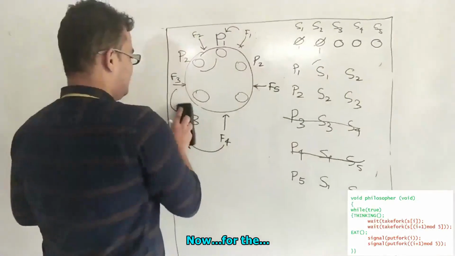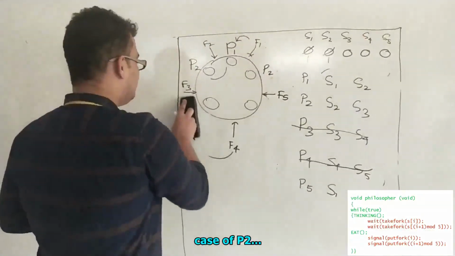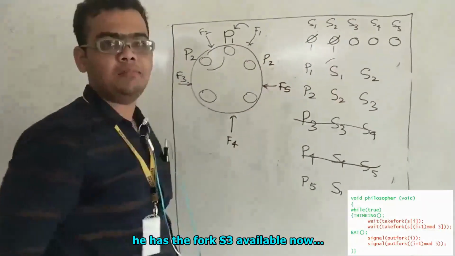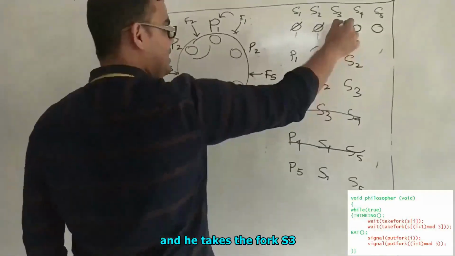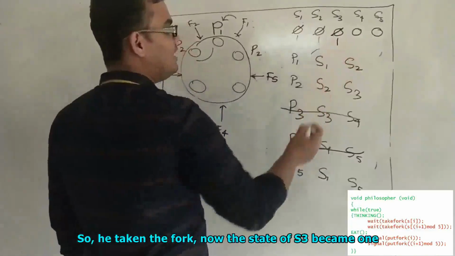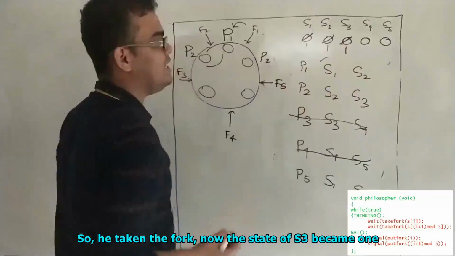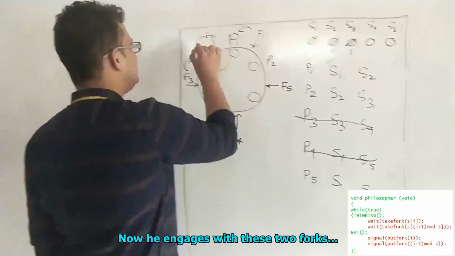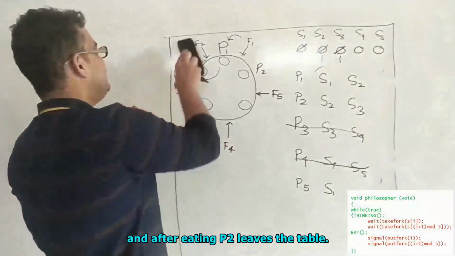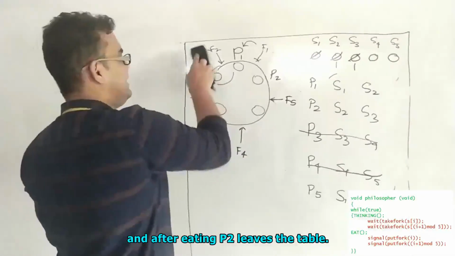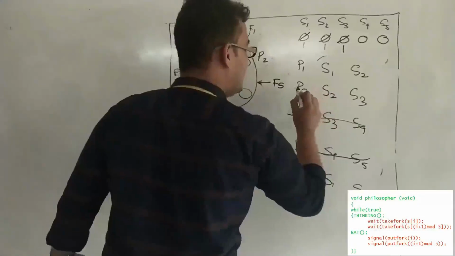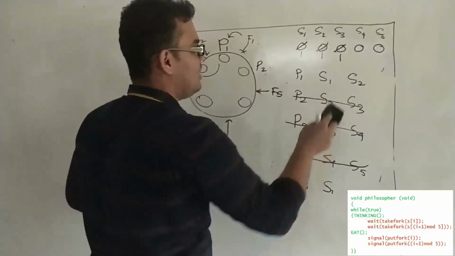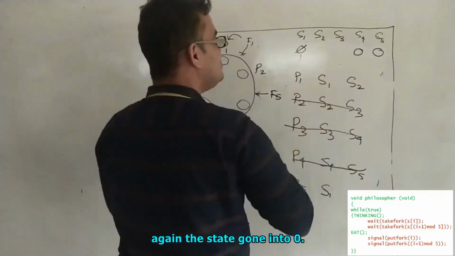Now for the case of P2, he has the fork S3 available now and he takes the fork S3. Now the state of S3 became 1. Now he engages with these two forks and eats, and after eating, P2 leaves the table. P2 finished eating, so again the state goes to 0.